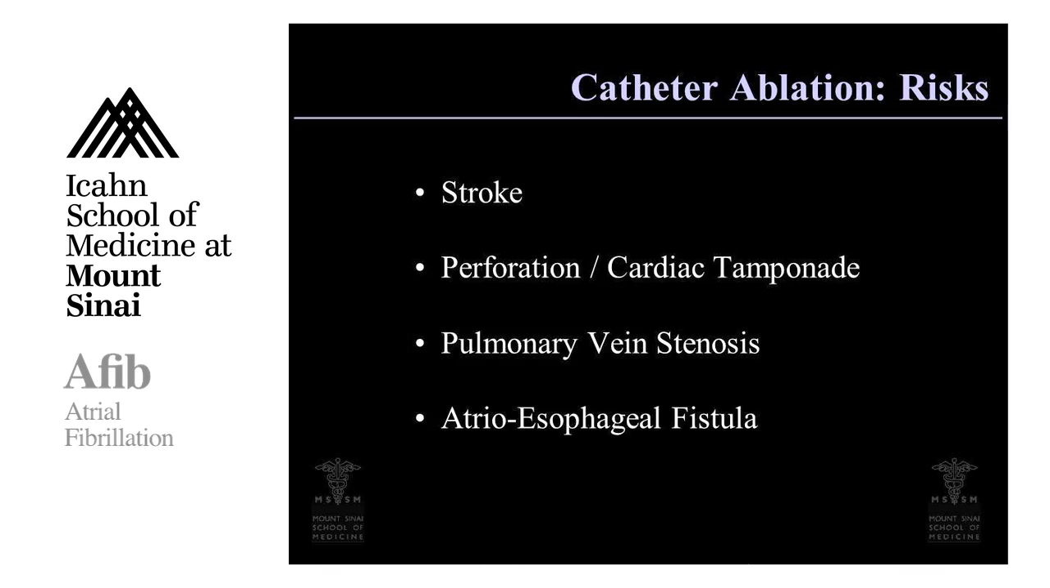The last major complication is something called atrial esophageal fistula. Fortunately, it's extremely rare, but it can be quite dangerous. Atrial esophageal fistula can occur because as we're ablating on the back wall of the heart, where the esophagus runs just behind the heart, we can actually damage the esophagus significantly enough that a hole can form between the esophagus and the heart. And if that happens, then that can be catastrophic with massive strokes that can occur.